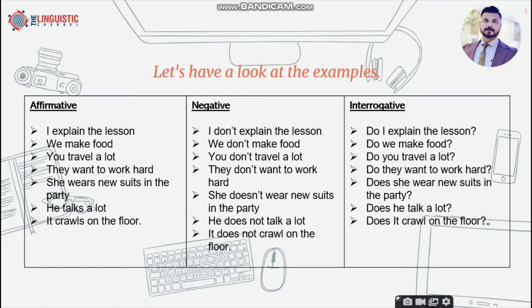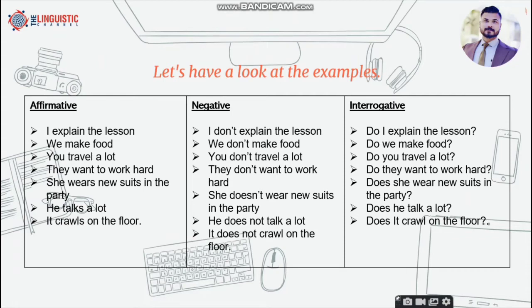Affirmative sentence, right? With I, we, you, they, we see that we have not made any addition of s, es and ies, and we have simply used the verb's first form. Like I explain the lesson, we make food, you travel a lot, they want to work hard. But when it comes with he, she or it, we have added s, like she wears new suits in the party, he talks a lot, it crawls on the floor.